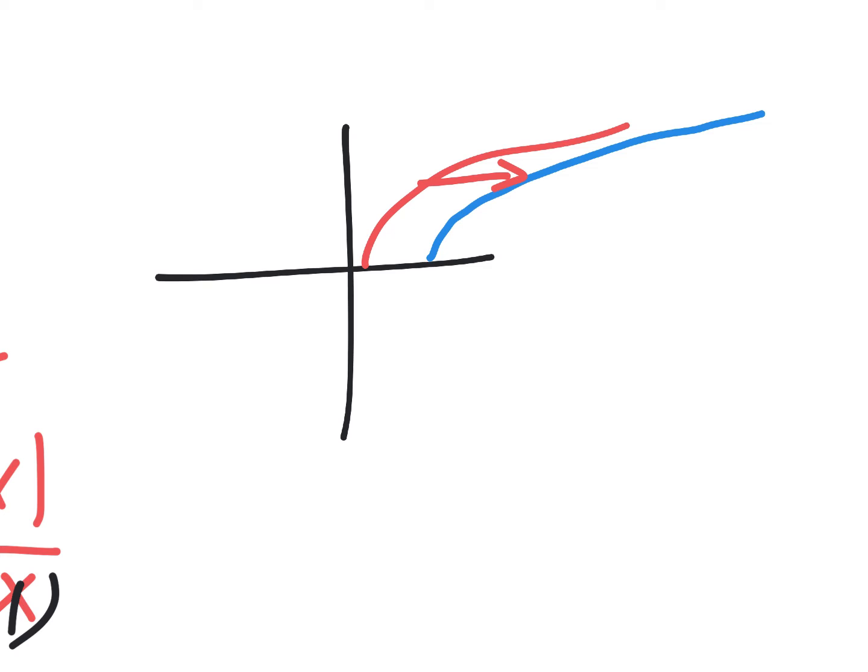Well, the red one would be y equals square root of x. The blue one, see if you can catch what happened here, would be the square root of x, but then minus 2.